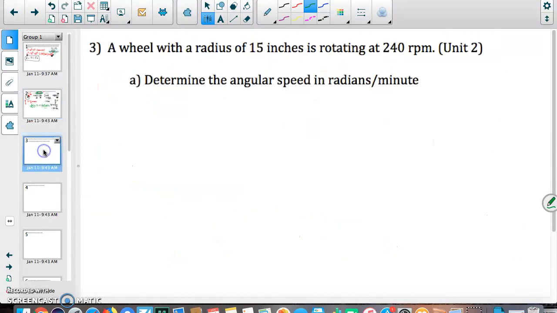Awesome. Moving on here. Ooh, everybody's favorite, linear and angular speed. So this one's going to take a little bit, so I'm actually going to pause the video and start a new one to talk through linear and angular speed.